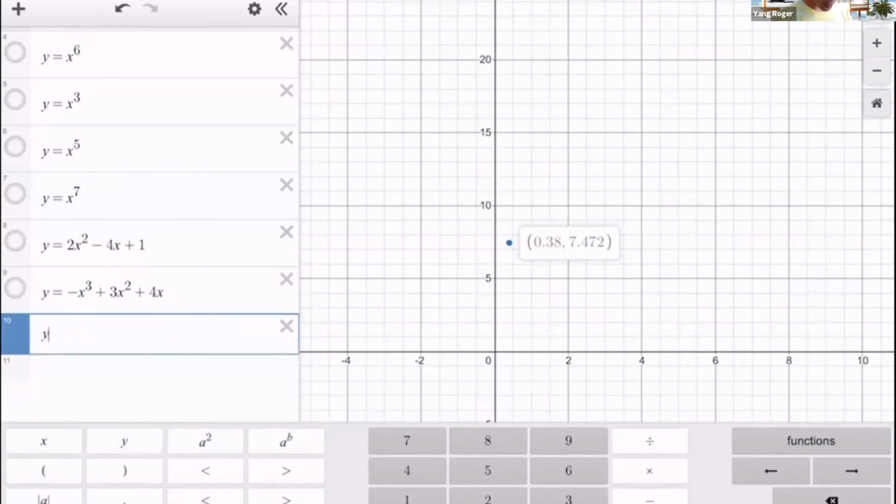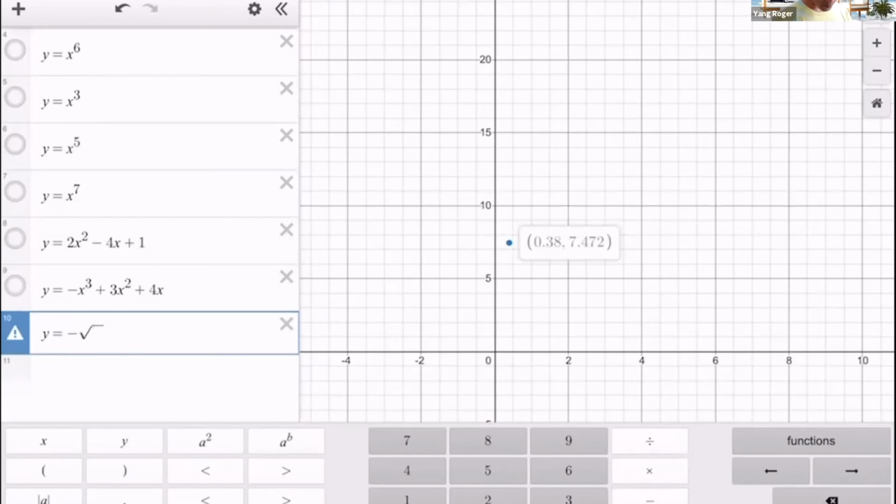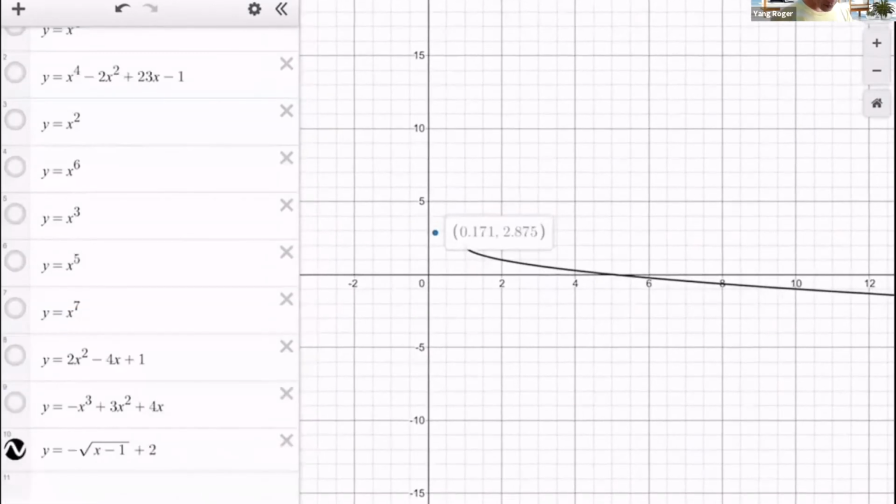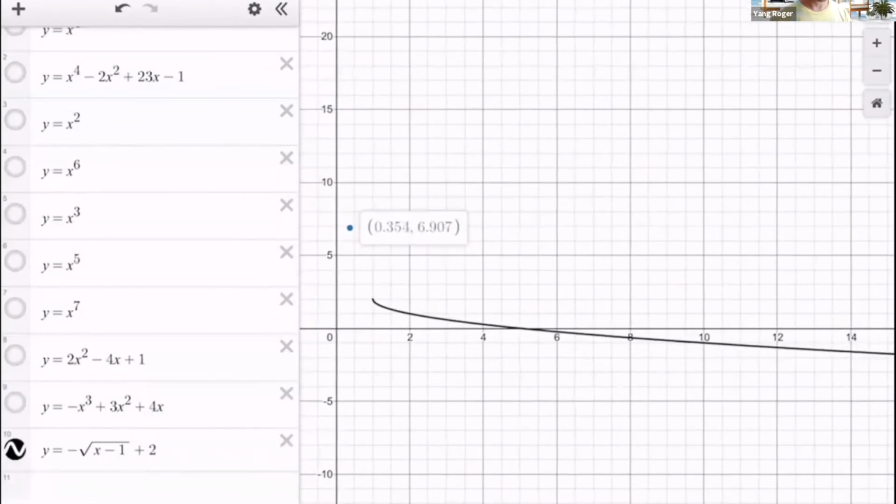So we got y is equal to negative, you got the square root, we're going to have x minus 1. You got to go outside, and it's plus 2. Is that right? So this is what your graph should have looked like.